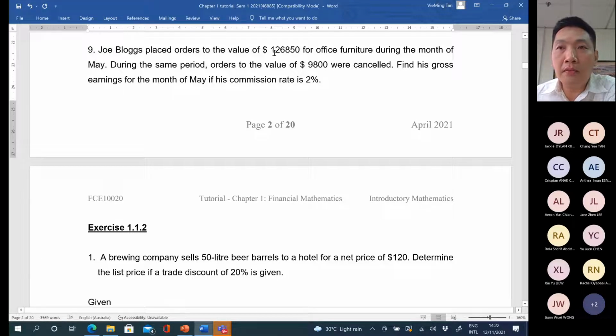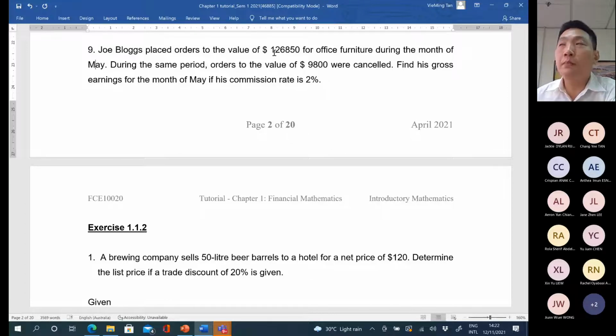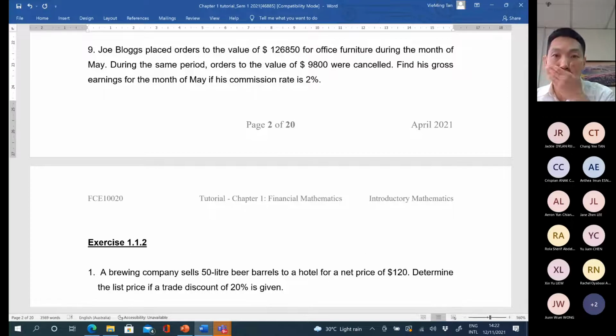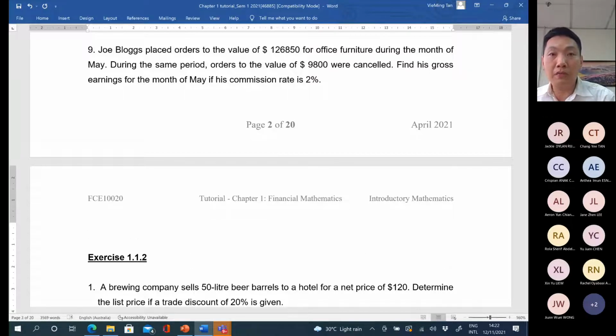Next sentence. Find his gross earnings for the month of May if his commission is 2%. He can get 2% commission based on the sales. The tricky part is that some of the orders have already been cancelled, so we should not include this 9,800 in the commission calculation. But we still apply the same formula, right? You can try to write down first the actual sales, if you want.